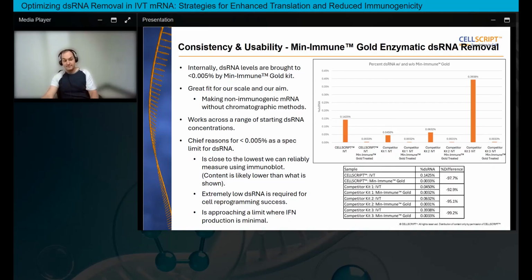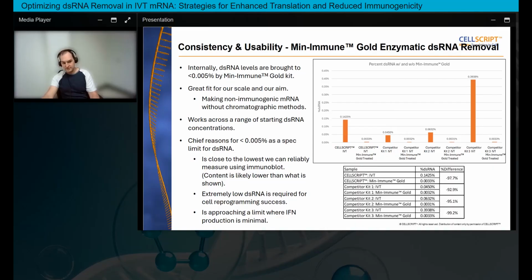So how do we ensure that that is all brought down to that level? As I previously talked about in the immune sensor paper with cleaning up dsRNA internally, we bring everything down below 0.005% using our MinImmune Gold kit for double-stranded RNA removal.